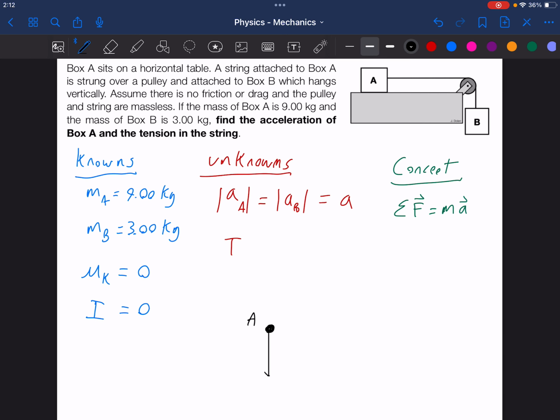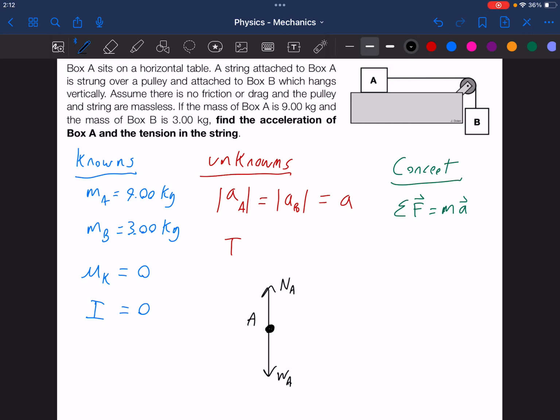Either one is okay. And then I see there's a string attached to A, and that string is being pulled down by that object B, which is hanging. So there's definitely going to be a tension force, a force of the rope on A to the right. Right? Strings can only pull. So I'm going to call that tension, and that is my free body diagram for A.